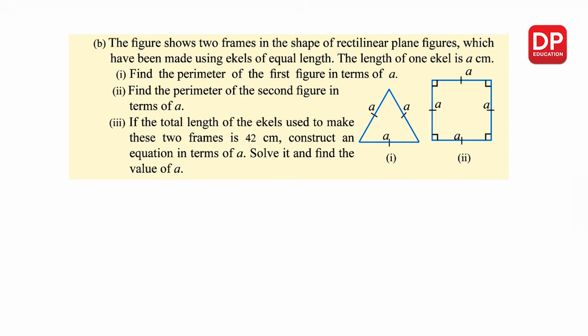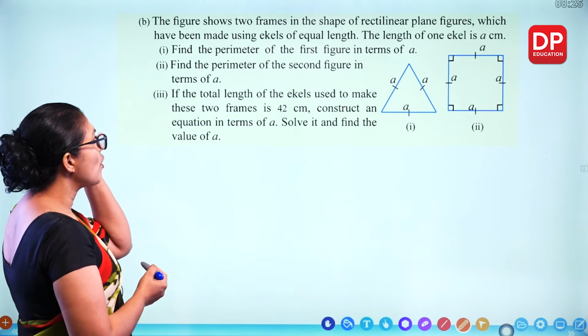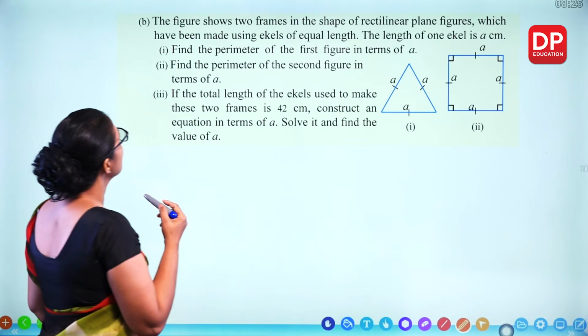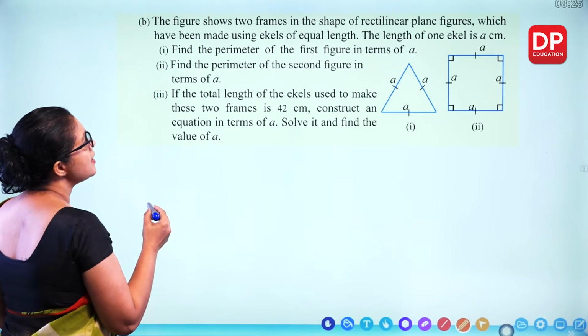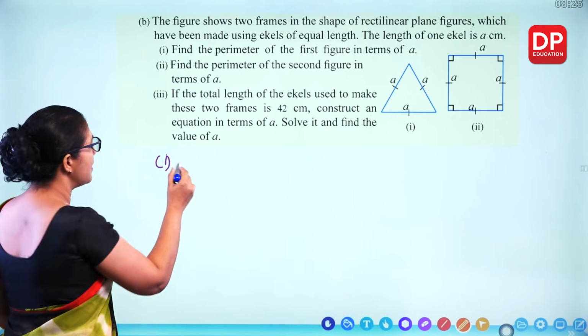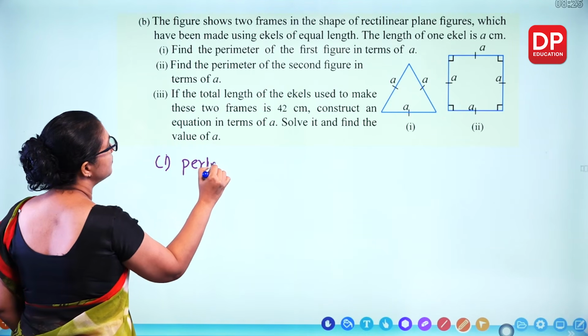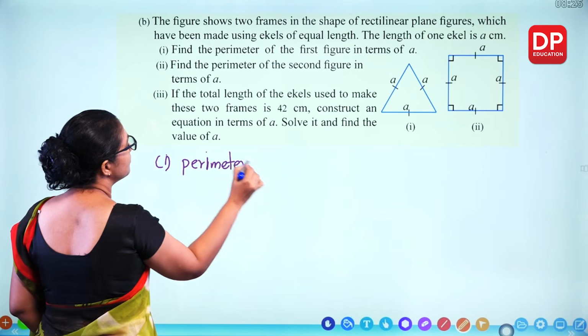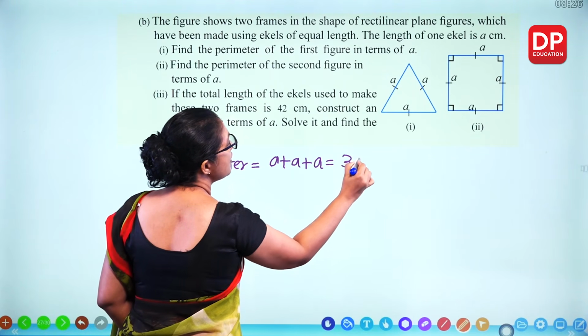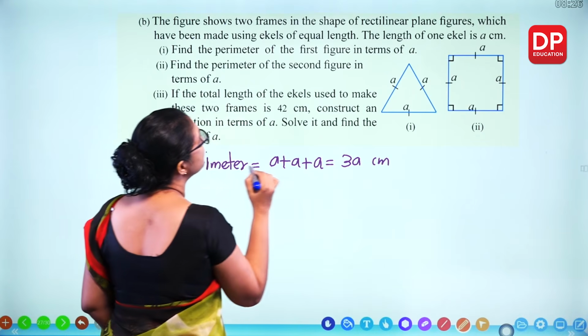Next one. The figure shows two frames in the shape of rectilinear plane figures, which have been made using equal rods of equal length. The length of one rod is A centimeters. Find the perimeter of the first figure in terms of A. A plus A plus A. Perimeter, A plus A plus A. You can write 3A centimeters.